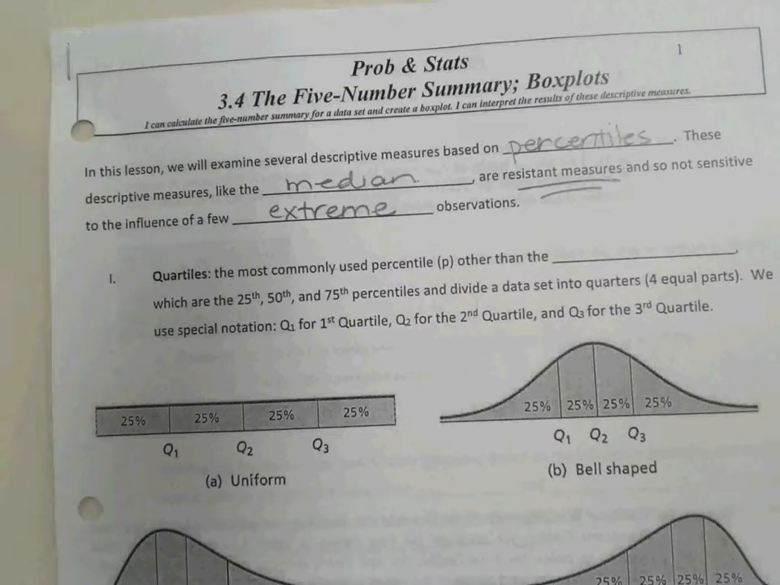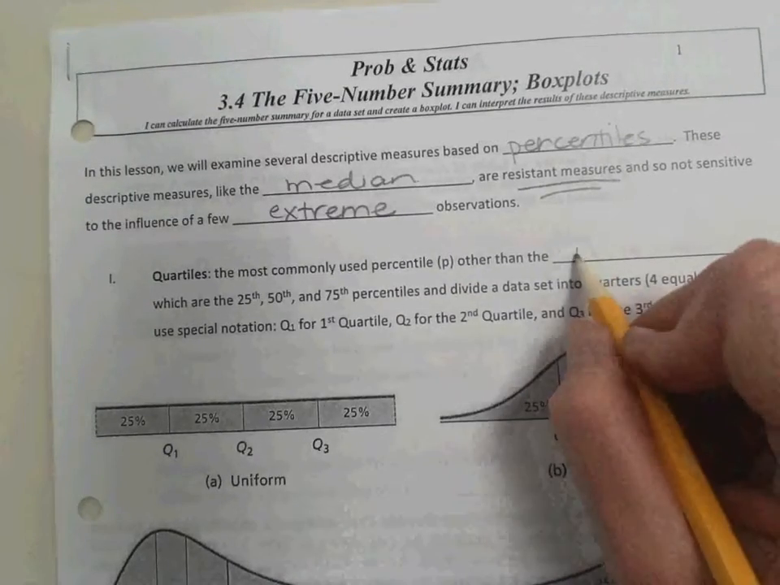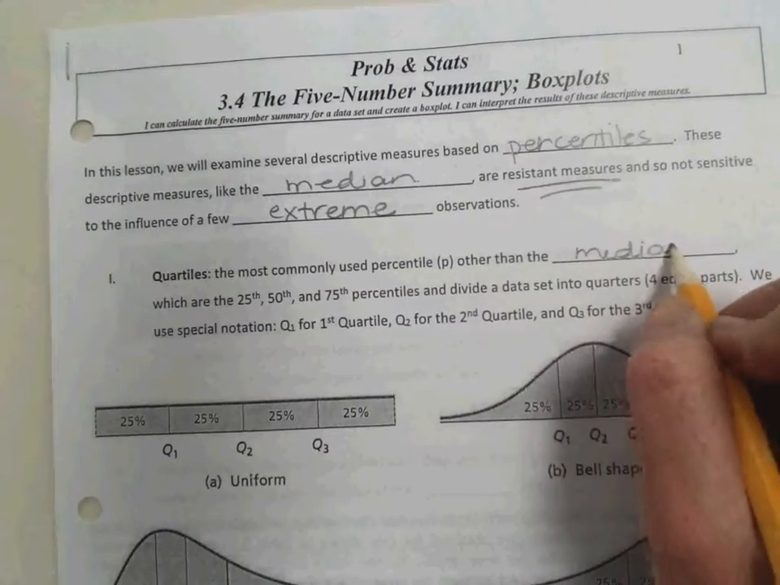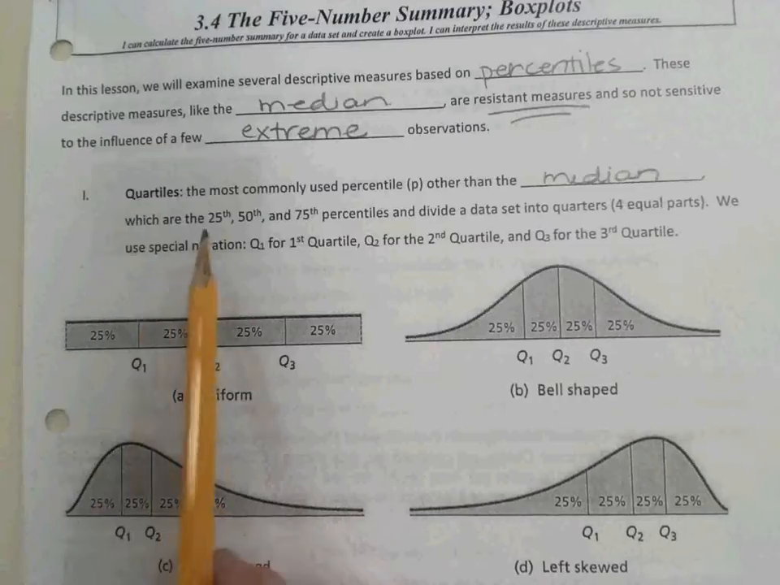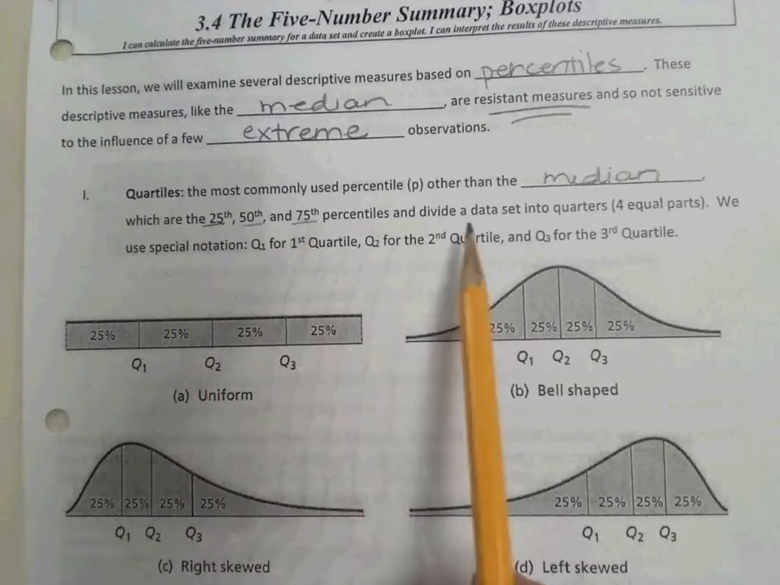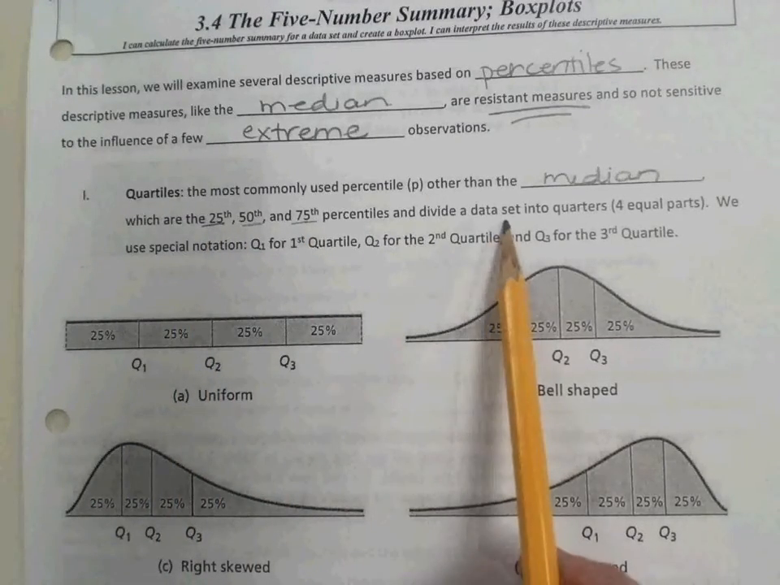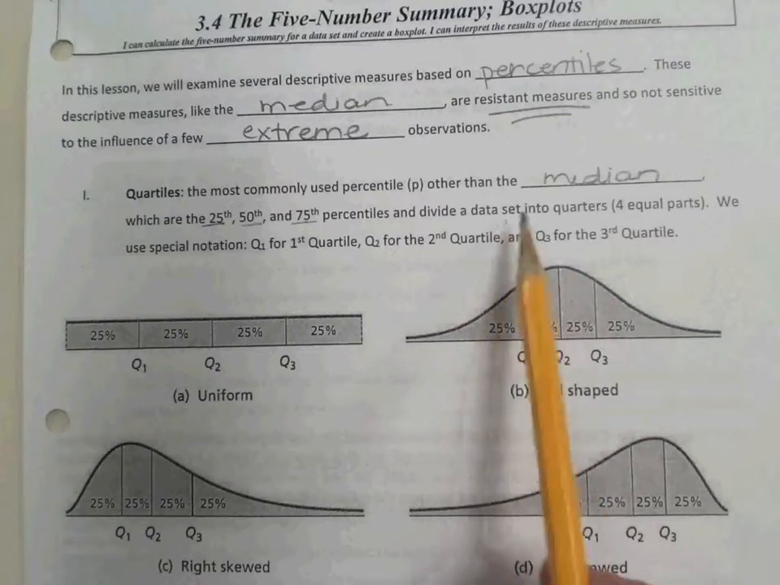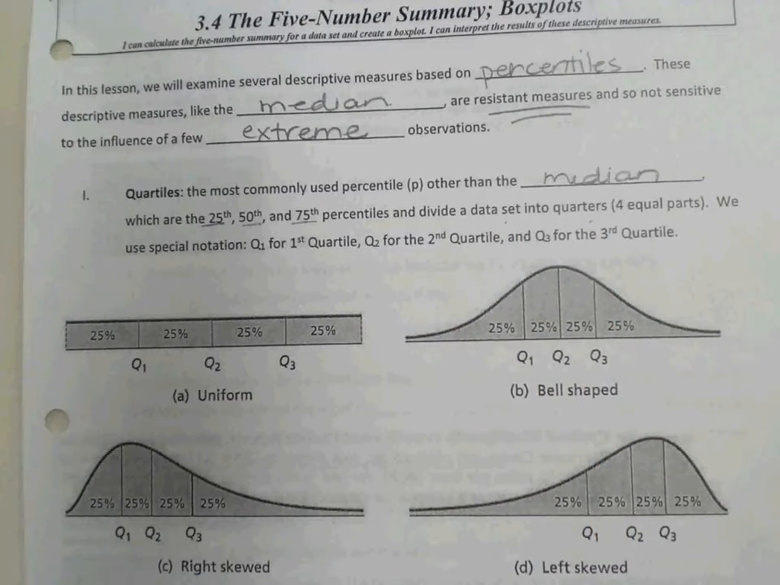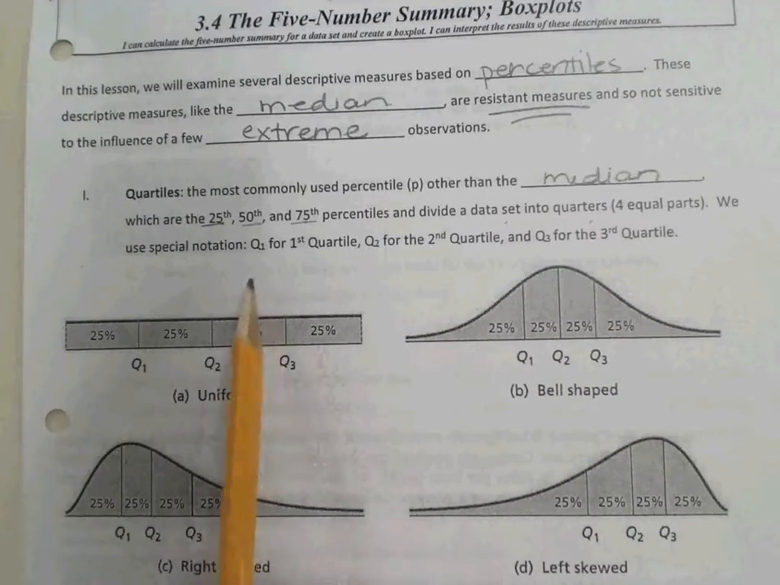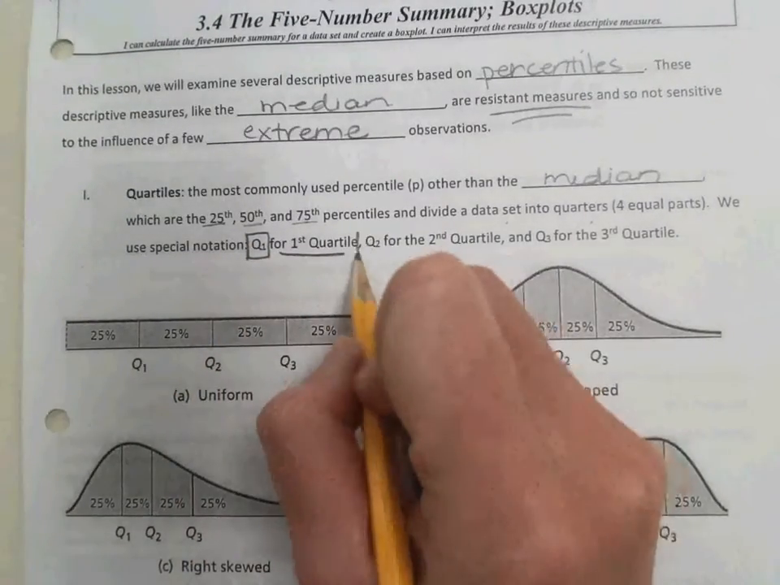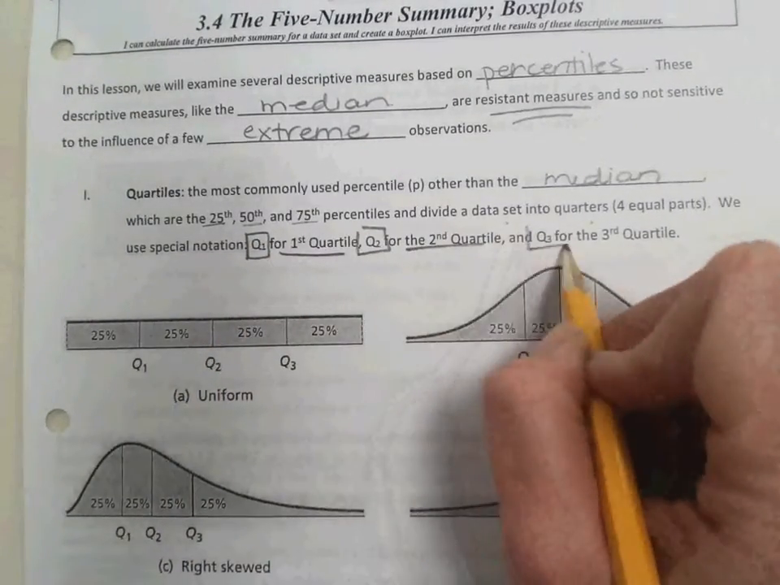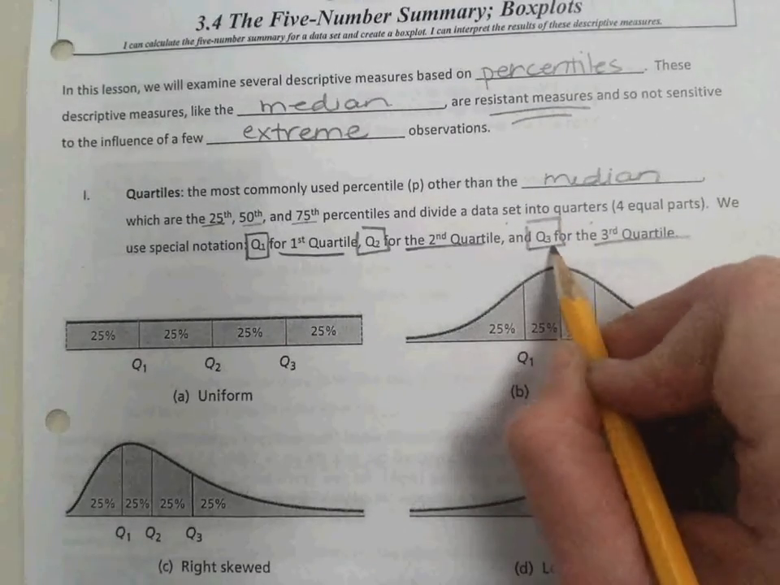Quartiles, the most commonly used percentile other than the median, which are the 25th, 50th, and 75th percentiles, and divide a data set into quarters, or 4 equal parts. And we use specific notation: Q1 for the first quartile, Q2 for the second, Q3, Q sub 3. Notice those are subscripts.